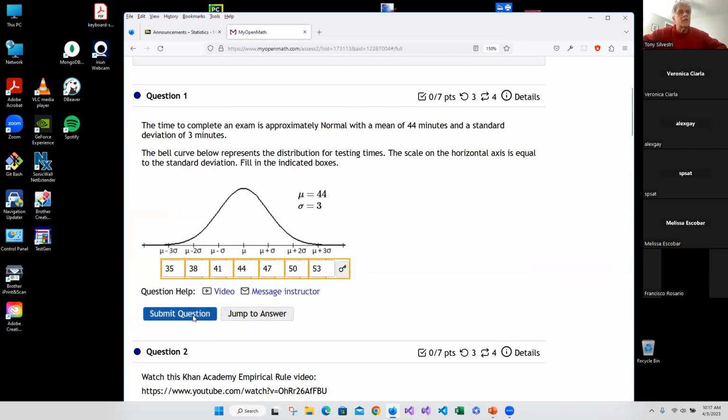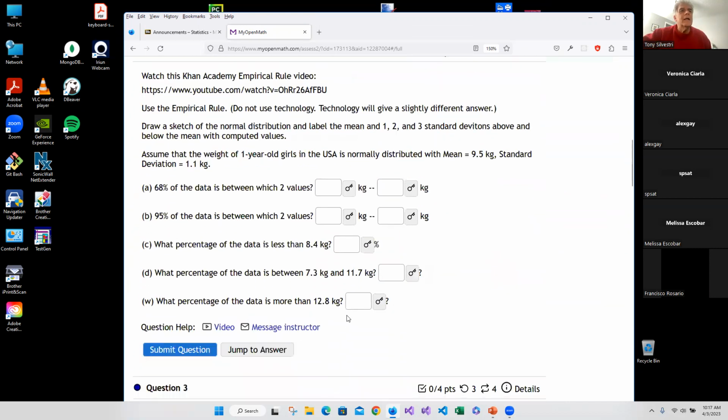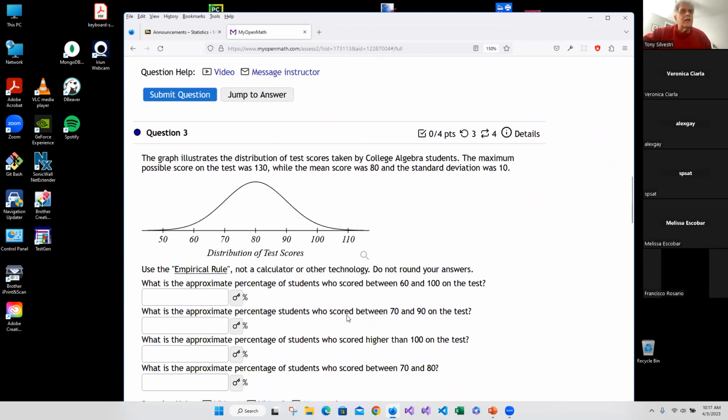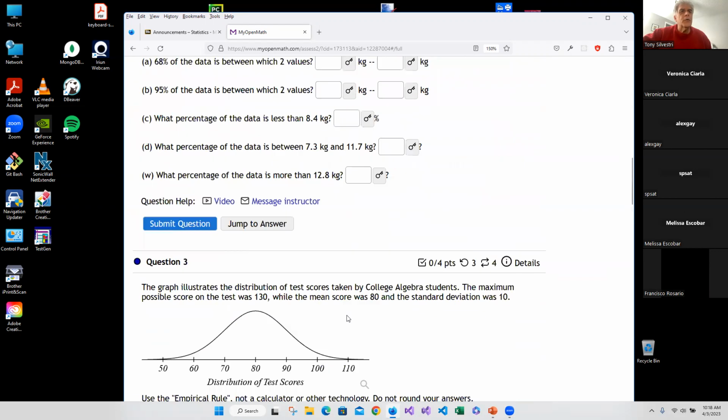Let's check to see if that's right. Wow, that's good. That is 7 points. Wow. Okay, for that problem there. Let me take a quick look and see. I guess I'll do 2, you'll do 3.